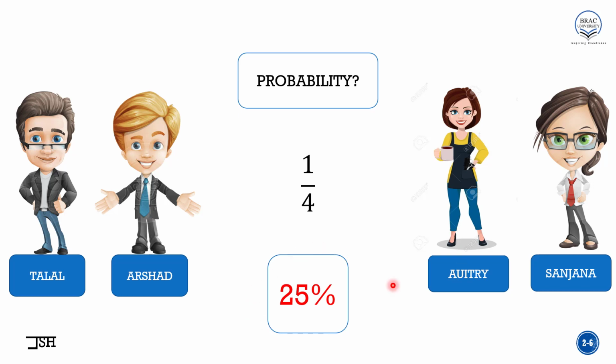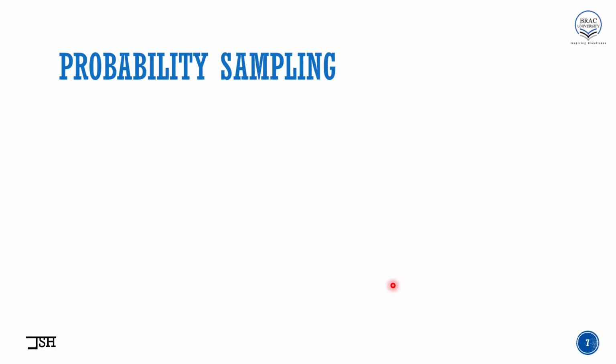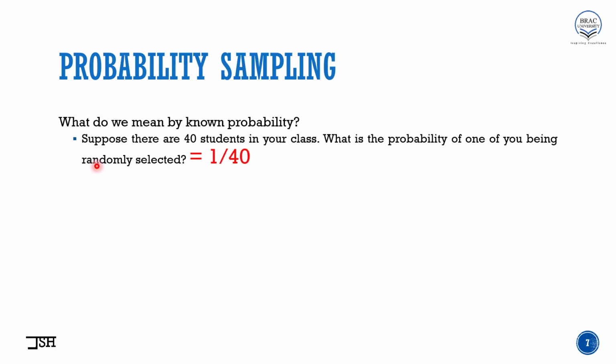Now, let me move on to the last example. Here it goes. Let's assume that in my class, I have 40 students. Now, what is the probability of one of you being randomly selected? Again, it is 1 over 40. I'm going to select one person from a class of 40 students, so the probability of any one of you getting selected is 1 over 40.